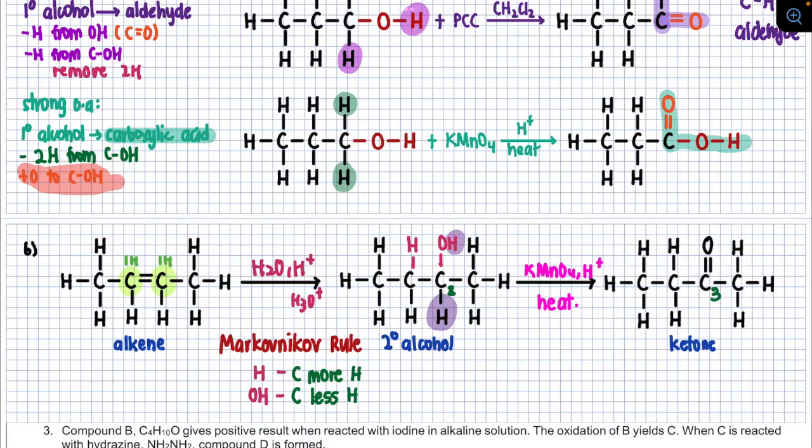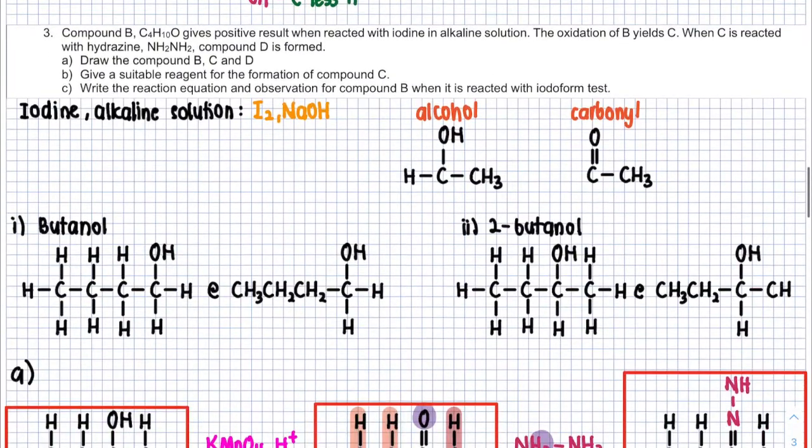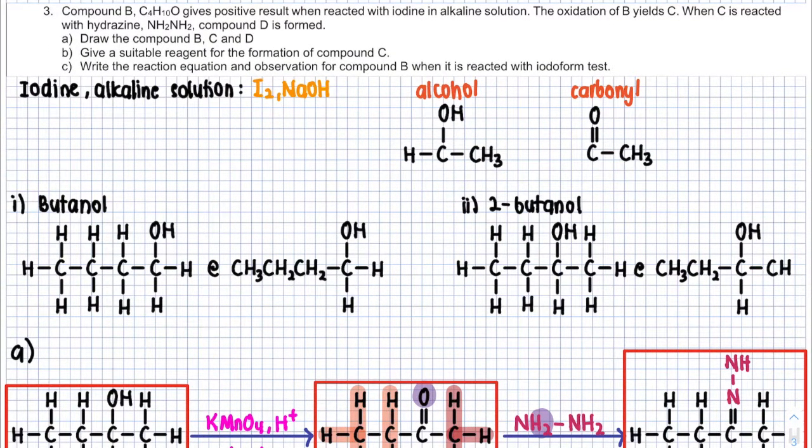So that's question number 2. Next, let's look at question number 3. Here it mentioned that compound B, C4H10O, gives a positive result when reacted with iodine in alkaline solution. Iodine in alkaline solution is I2, NaOH, which is our iodoform test. The purpose of the iodoform test is to determine whether the COH has a CH3 or not. That's for the case of alcohol. For the case of carbonyl, it must have C double bond O, and the C double bond O must have CH3.